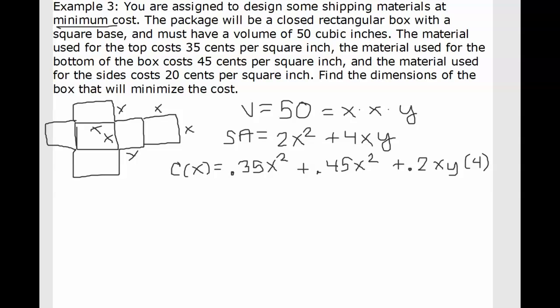So I am trying to find the derivative of cost. I need to get rid of variable y. 0.35 and 0.45 are considered like terms, so I could add those together. 0.35 and 0.45 added together gives me 0.8 x squared. And then we have 0.2 times 4, which is 0.8 xy.